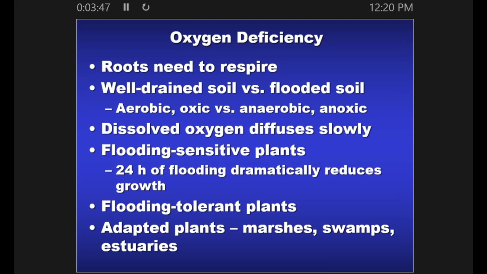So I just wanted to mention a few things about how plants adapt to this, and then what could be some problems in addition to just lack of oxygen and suffocating. What else could be going on that would impact the plant?